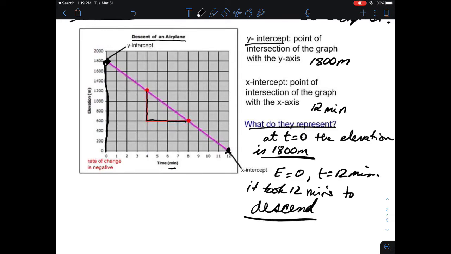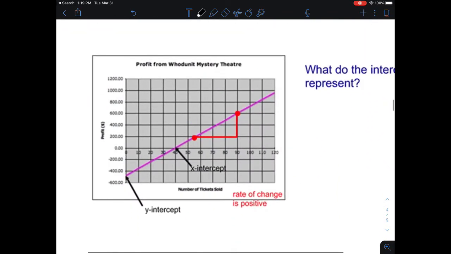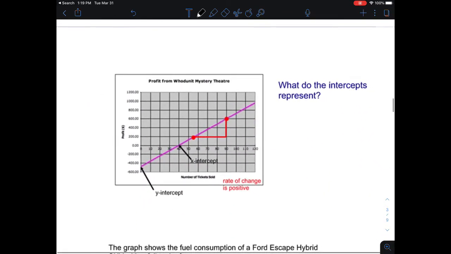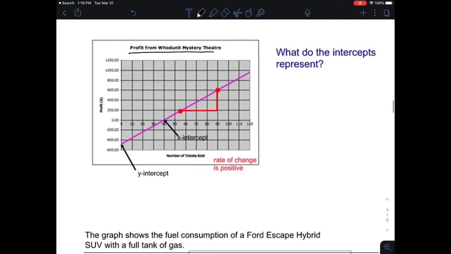So it's not just identifying what the number is and reading it off the graph, but also thinking about what it represents in a given context. So here I've got another graph for us to look at, and this says profit from the Whodunit Mystery Theater. And again, the x and y intercepts are labeled.